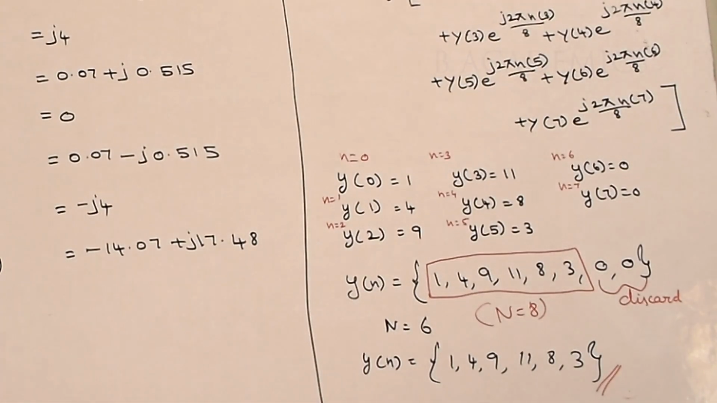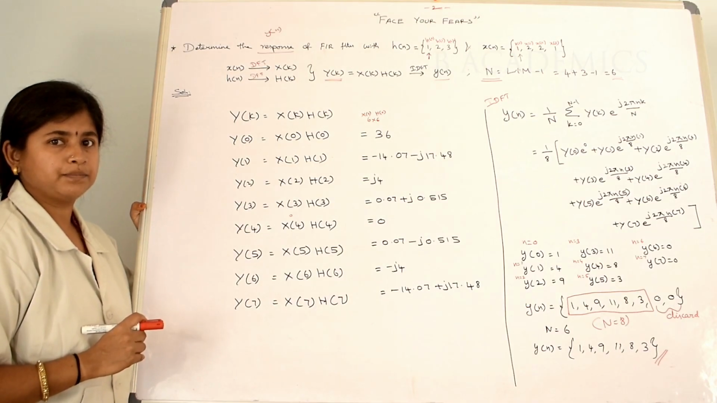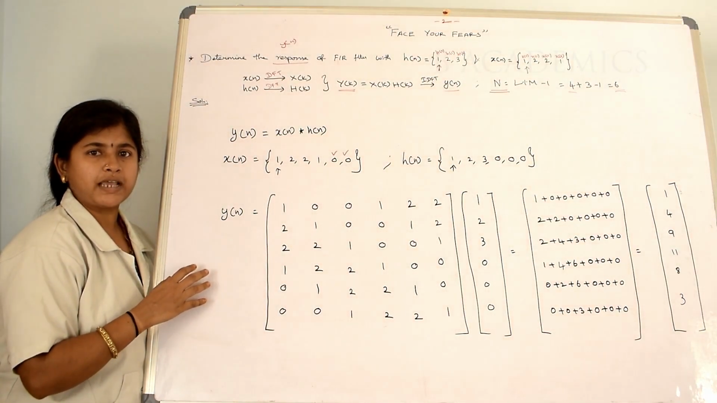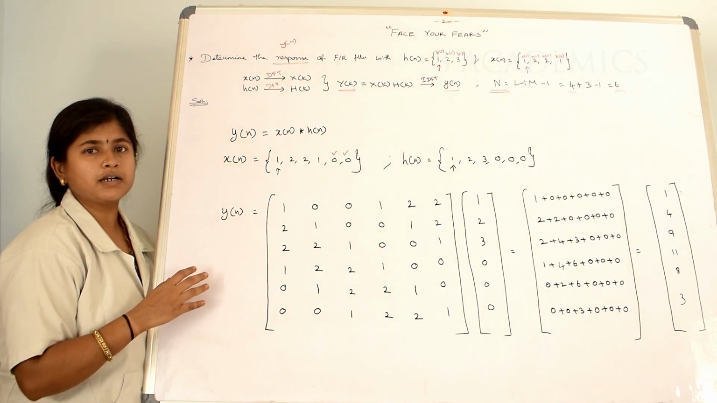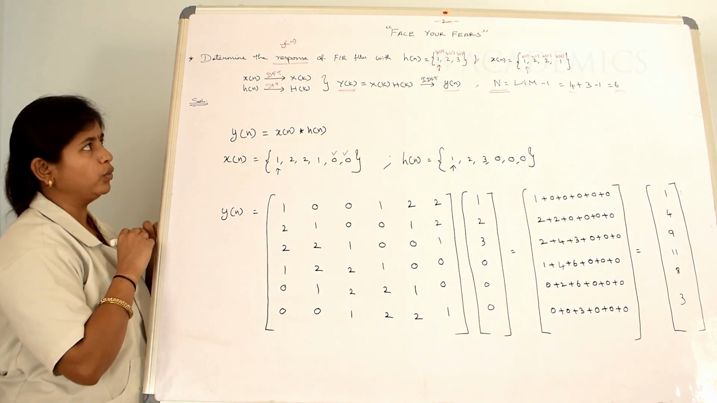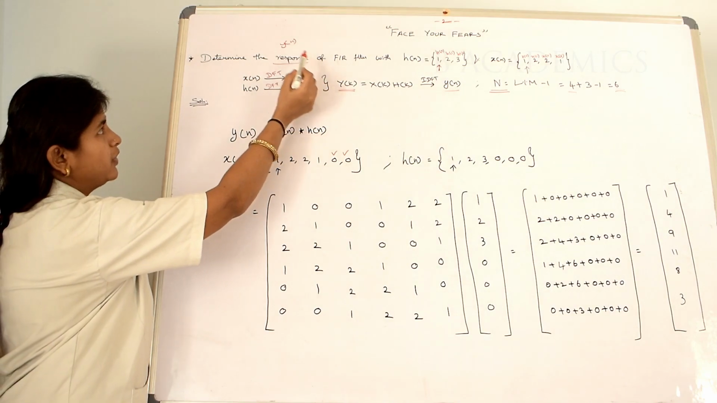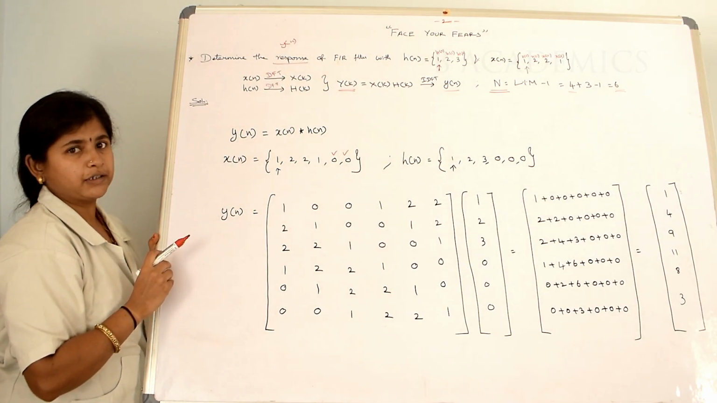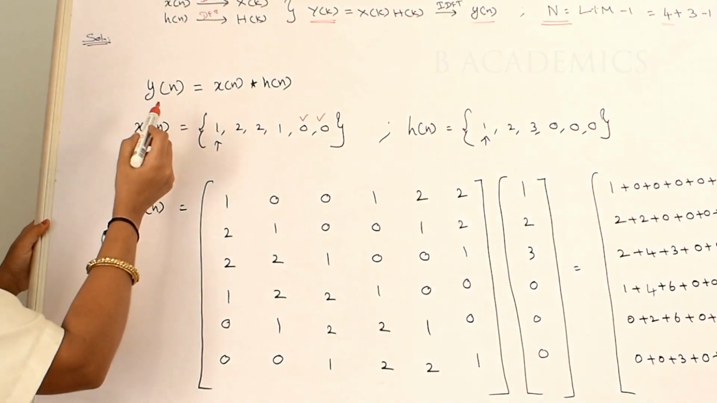So this is the first method, linear filtering using DFT. Now we will solve the linear filtering using the circular convolution method. Here we are going to solve the same problem using the circular convolution method. In order to find out the response of the FIR filter, which is y of n, we are going to use the circular convolution method, matrix format. So we'll see what happens.